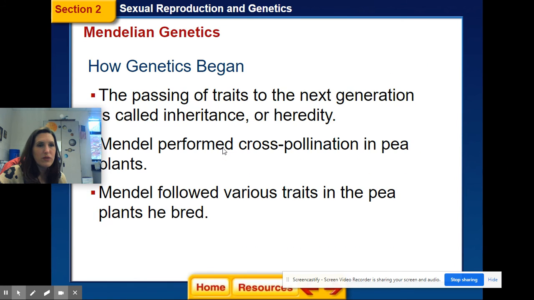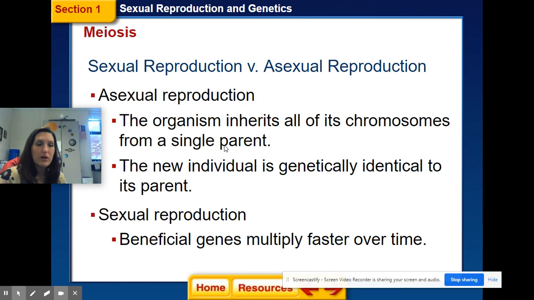Okay. All right, sexual versus asexual is the last slide here, and that's what we're going to be talking about next week. Remember, asexual, the organism inherits all the chromosomes from the single parent, and they're genetically identical. So in asexual, all they're doing is mitosis. But in sexual reproduction, we're doing meiosis. The benefit is the genes multiply faster over time. We can have evolution, and we can have variations in our species.